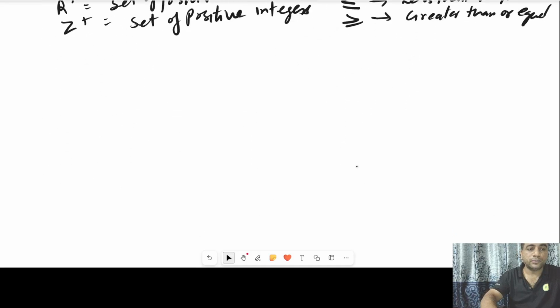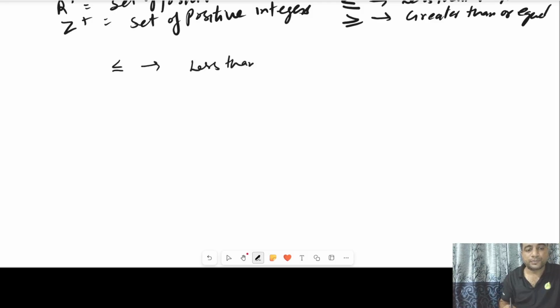Now I am coming to the last two symbols. The first symbol was less than or equal to. It's your first symbol of linear inequality. Why is this an inequality? Because it includes equality as well as less than. That is why this symbol is called an unequal symbol, or inequality. So this symbol is less than or equal to.